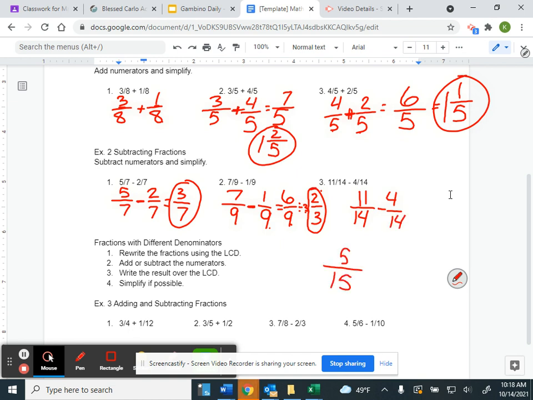Like 5/15, both are odd. Can I divide something out of 5 and 15? I could still divide a 5 out. So it's if they don't share any other factor besides a 1.